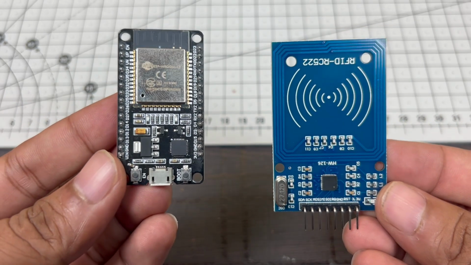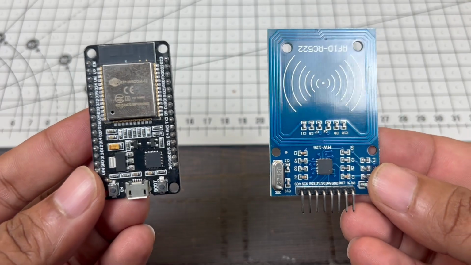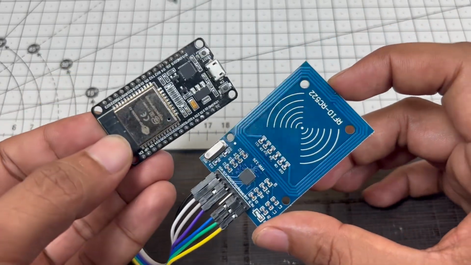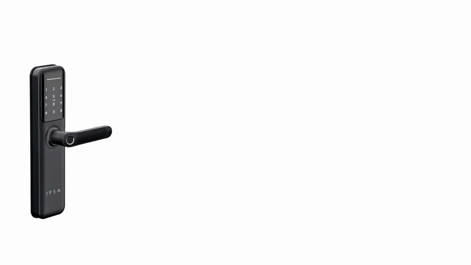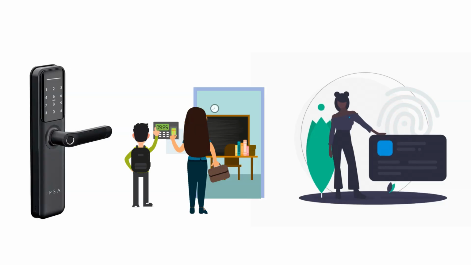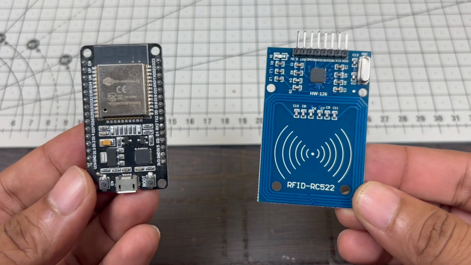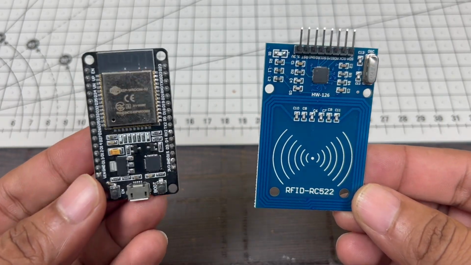By the end of this video, you'll not only know how RFID systems actually communicate with your ESP32, but you'll also have your very own RFID reader and writer setup ready for projects like door locks, attendance systems, and identity verification. So grab your ESP32, your MFRC522 module, and let's get started.